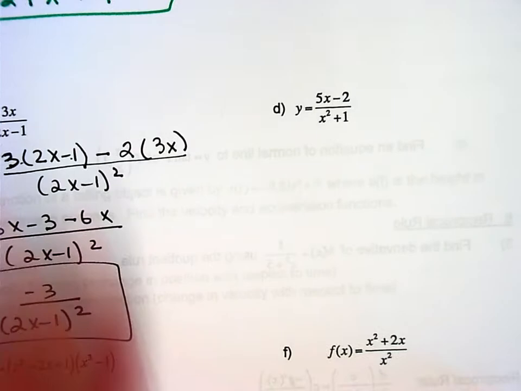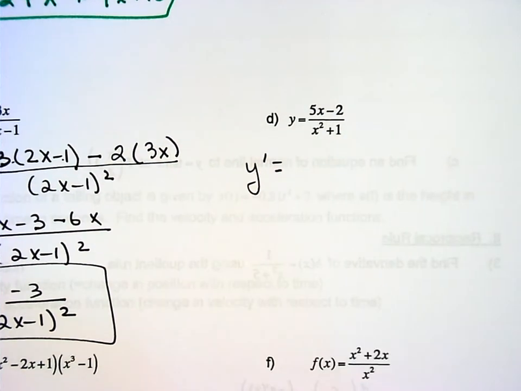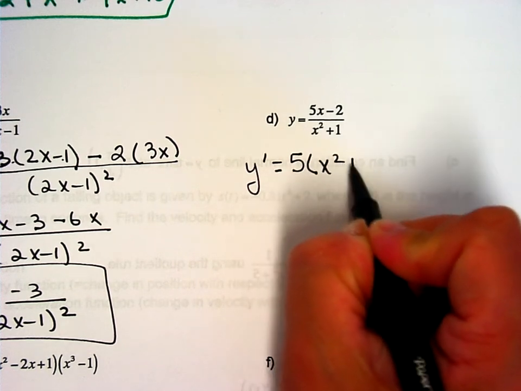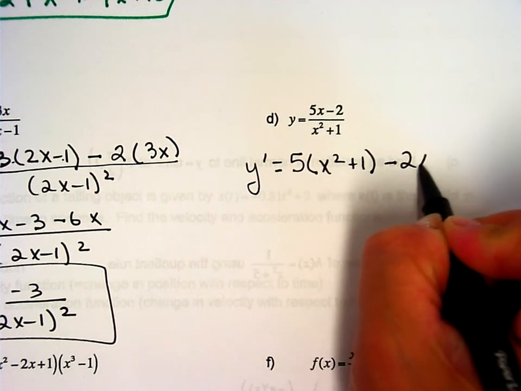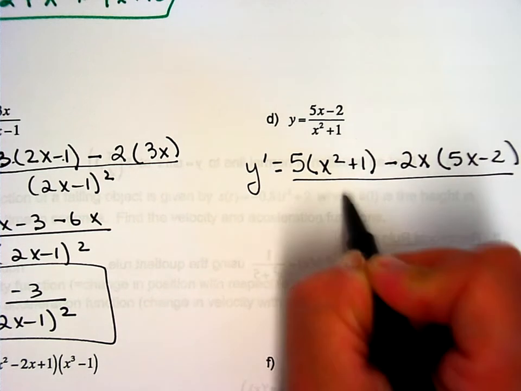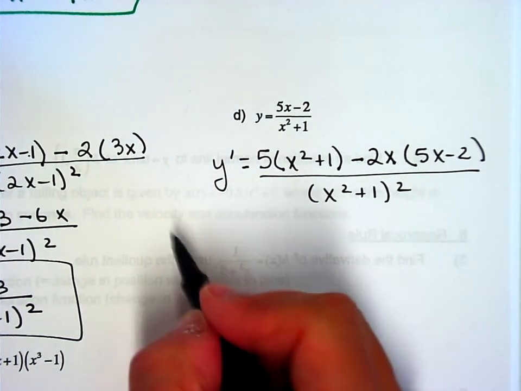Okay, one more with the quotient rule. So y prime is going to be the derivative of the top, which is 5, times the bottom, minus the derivative of the bottom, which is 2x, times the top, all over the denominator squared. Okay, again, let's try to simplify this.